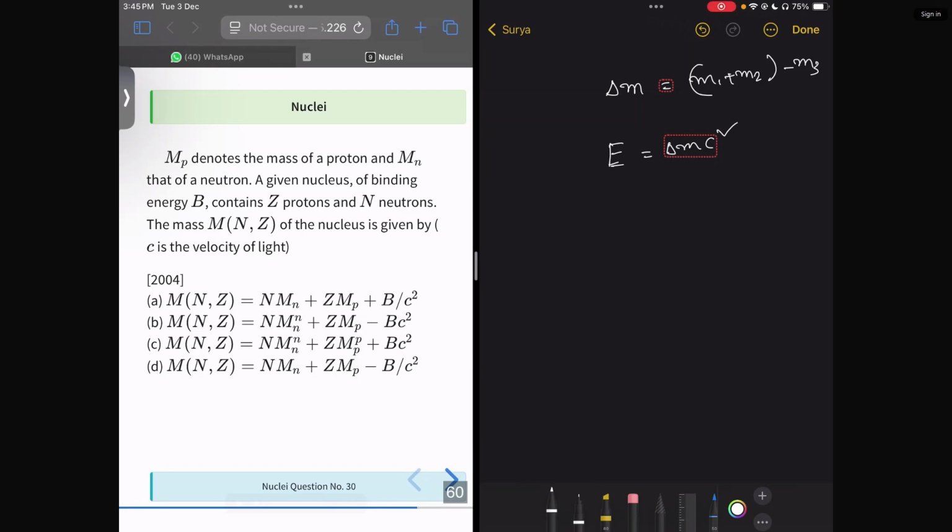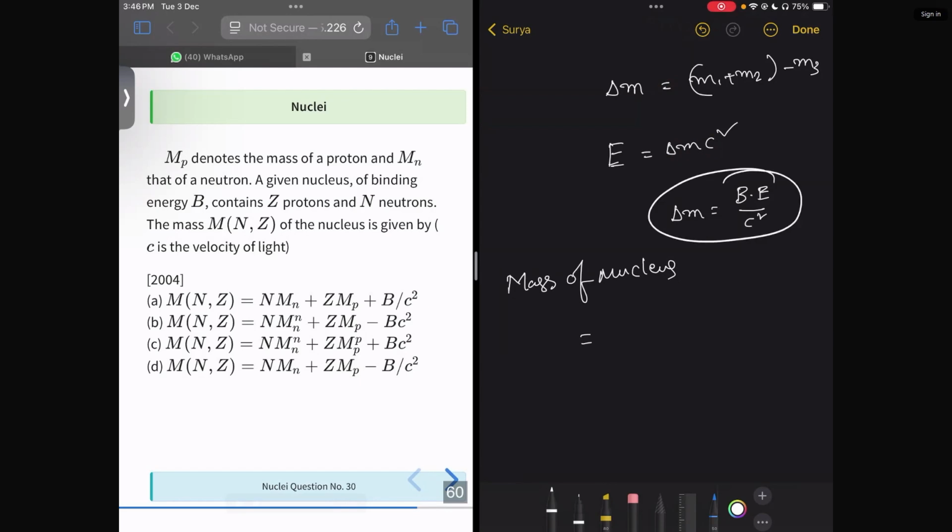And nucleus, the binding energy B, contains the Z protons and the N neutrons. The mass M of the nucleus is given with C the velocity of light. Already we have seen this one: mass of nucleus is mass of proton plus mass of neutron minus mass defect. The mass defect ΔM is given by the binding energy divided by C square, from the energy mass equivalence.